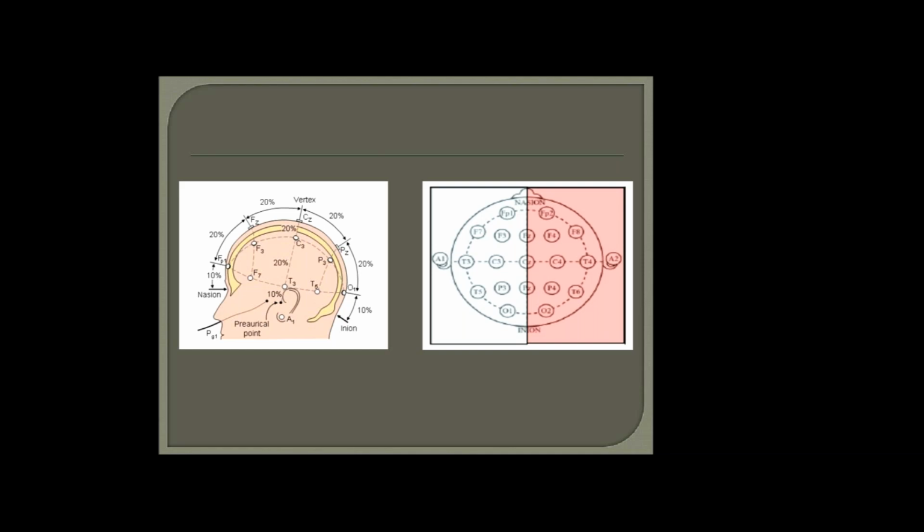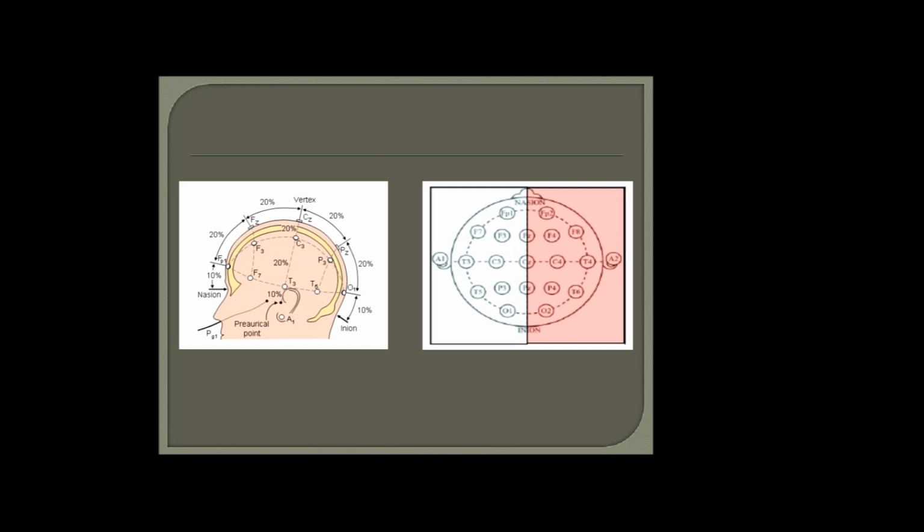Suppose you have measured the distance between Nasion and Inion, and it comes to around 36 centimeters. So 10% of this 36 would be your Inion placement. That means 3.6 centimeters from your Inion, and 20% from your Nasion would be around the top of your head where your hairs are about to get started.